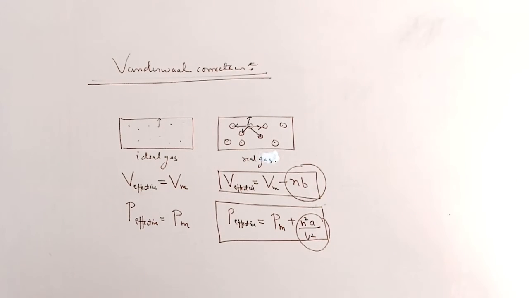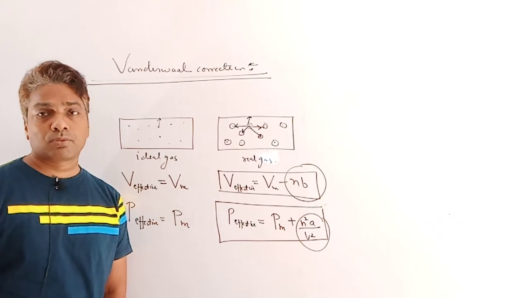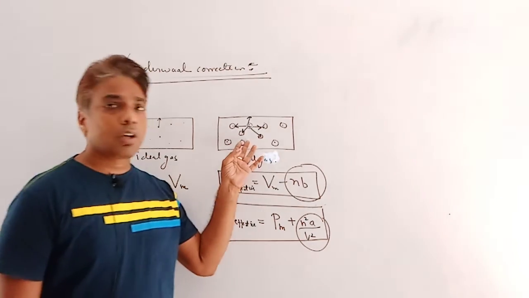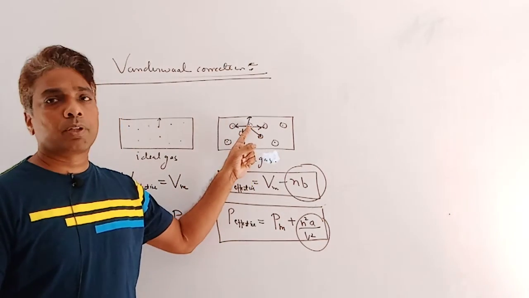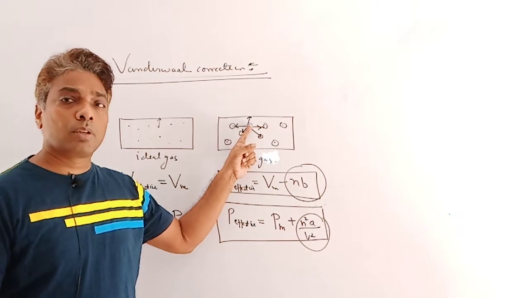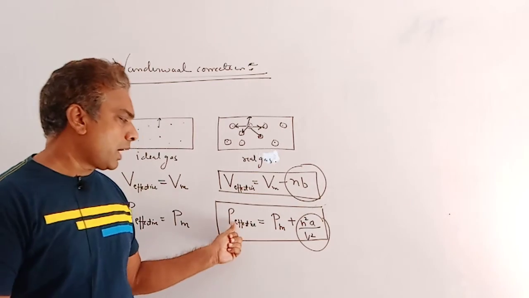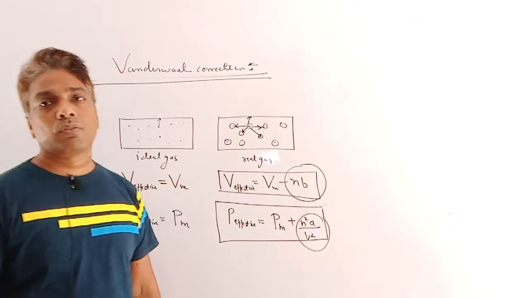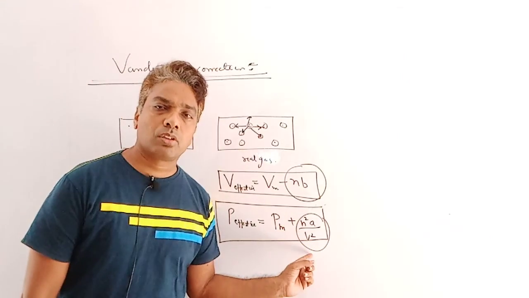Similarly, in case of pressure of ideal gas, P effective is equal to P measured, since the intermolecular attraction force between ideal gas particles is 0. But in case of real gas, it is not equal to 0. So due to the cohesive attraction between particles, the actual pressure, the P effective, is less as compared to P measured. So the actual pressure is equal to P measured plus n square a upon V square, which is known as van der Waals correction or pressure correction also.